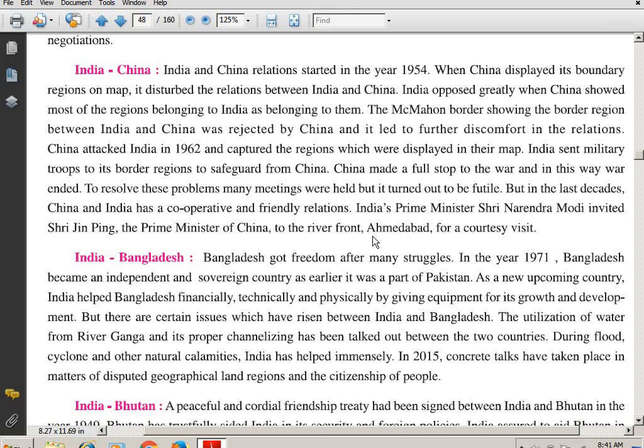And in India and China, the war was because of the boundary, where China had displayed most of India's regions in the China map. The boundary which was known as the McMahon border, showing the border region, was rejected by China, and that was the cause for the relations to be uncomfortable. So students, that is how. Military troops were sent to that border when China attacked India in 1962 in order to capture the regions which were displayed in China's map. But Narendra Modi invited Xi Jinping of China to the riverfront of Ahmedabad for the courtesy visit and tried to make the relation better once again.